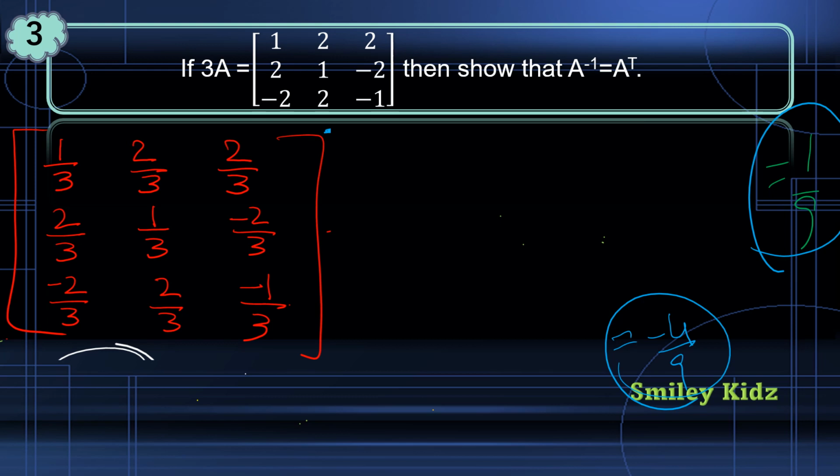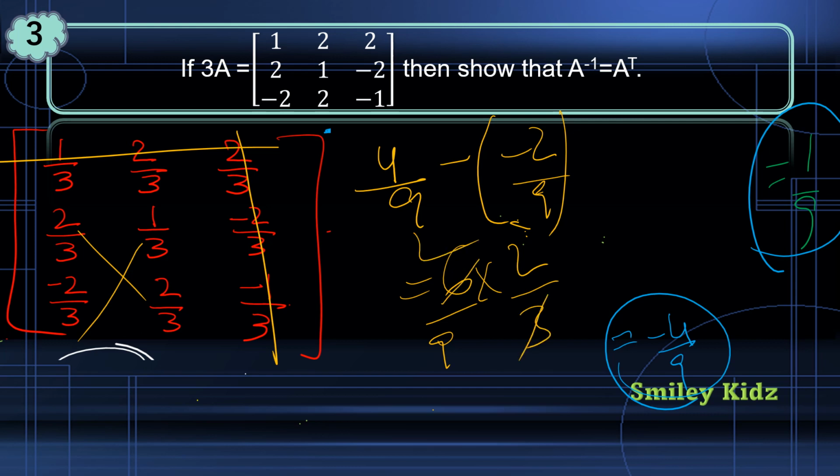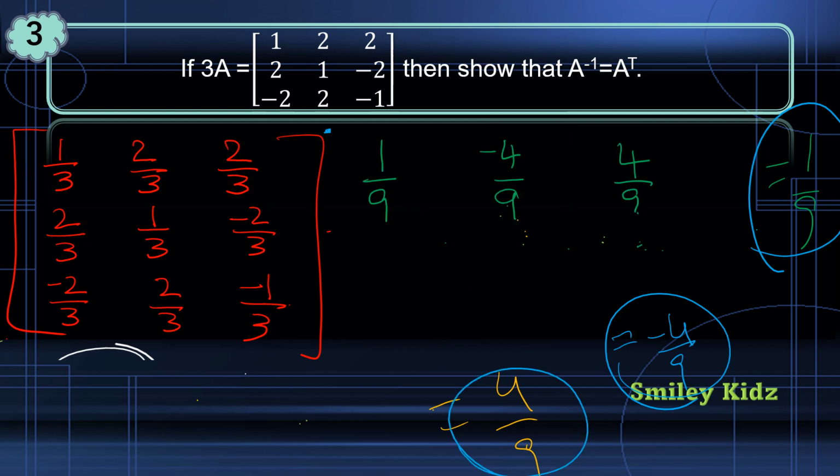Now, let me take on the third element. Let's multiply the diagonal elements first. That is going to be 4 by 9 minus of minus 2 by 9. This is 6 by 9. Now, this 6 by 9 should be multiplied with 2 by 3. Now, this is 3 times 2. Now, this is 4 by 9. Let me put this 4 by 9 in a bubble. Now, let's put these bubbles in a sequence.